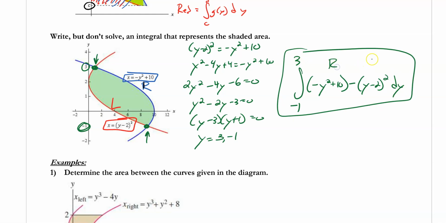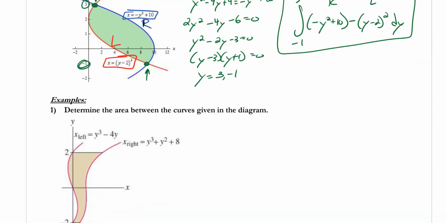This is the right minus the left, and we're using y values for our limits of integration. That is critical, not using x values.